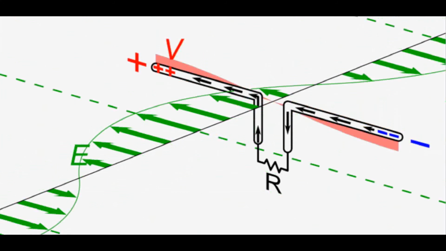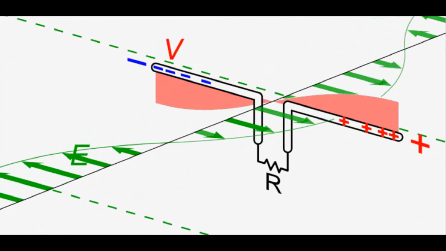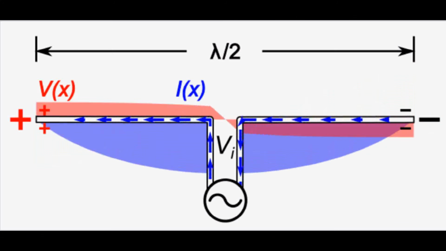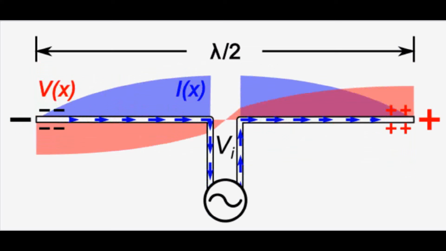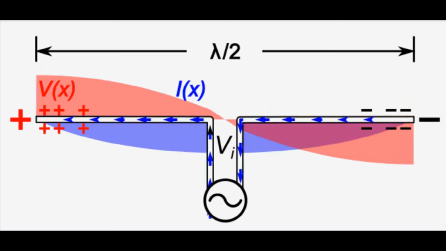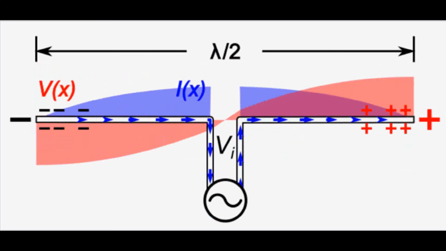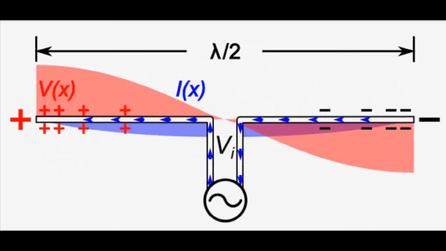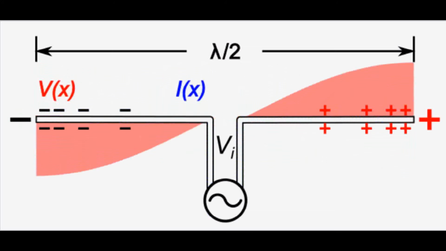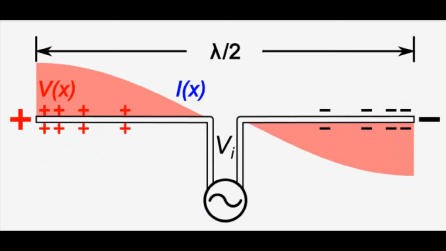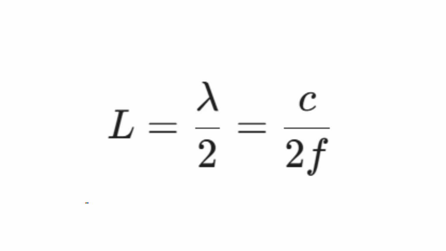While dipoles can be any length, the half-wave dipole is the gold standard. It is resonant when its total length is approximately half of the wavelength, lambda, of the frequency you are transmitting or receiving. To calculate the physical length of a half-wave dipole in free space, L equals lambda over 2 equals c over 2f, where c is the speed of light, approximately 3 times 10 to the power of 8 meters per second, and f is the operating frequency.